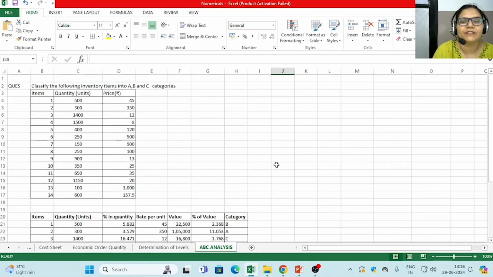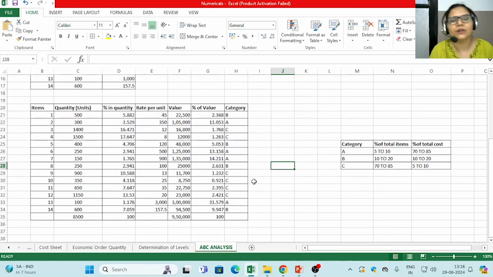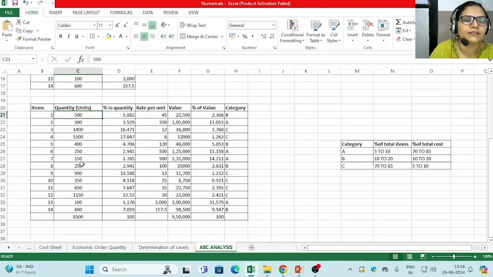So what we have done, again I summarize my lecture. We have categorized the items into categories A, B and C depending on their percentage in quantity and percentage in value. We have calculated percentage of value by dividing a particular value by the total of the value, and we came to know how much percentage of the value each item number holds, and based on that we have categorized the items into categories A, B and C.